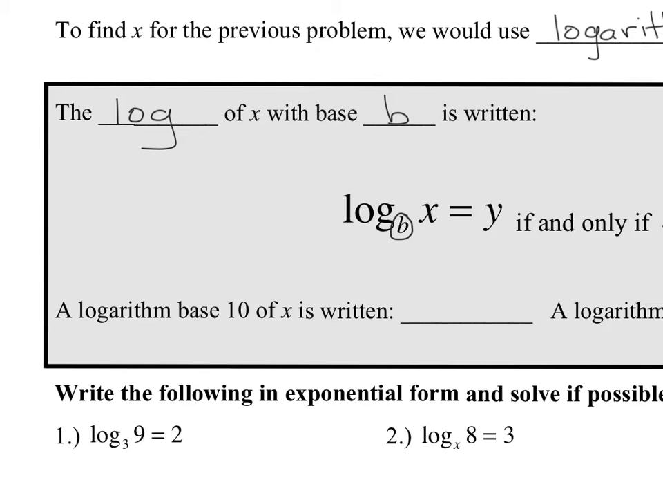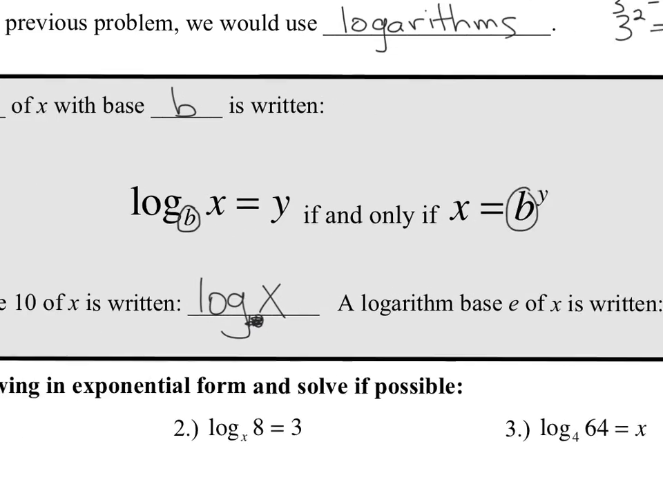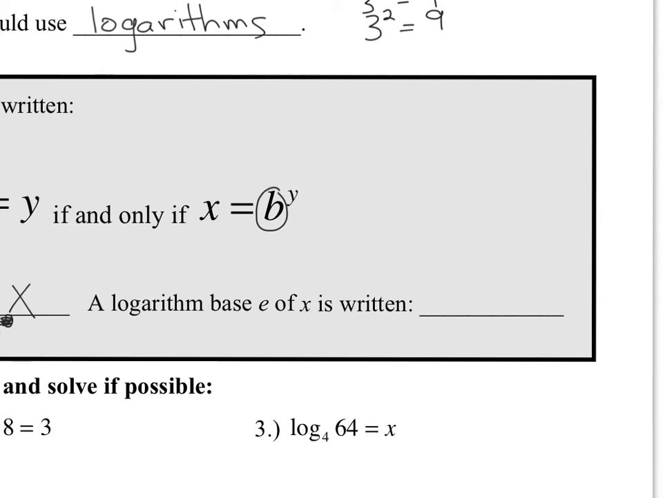In any case, the log base 10 of x is written log of x. It's understood to have a base of 10 in there, so we don't typically write the 10. It's kind of like writing x to the first. We don't write the first power, we just write x. So log x is just base 10. And then a log with base e, which we talk about a little bit later, is called the natural log. So we would just rewrite that as ln x, and we would understand that the natural base is e.